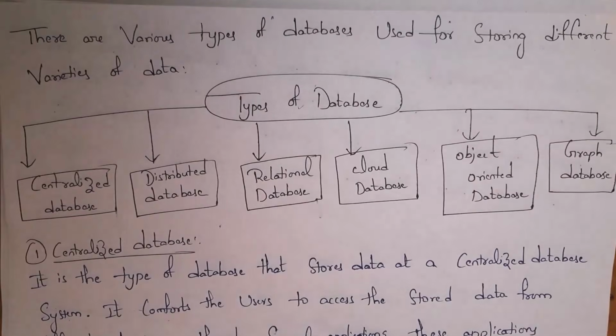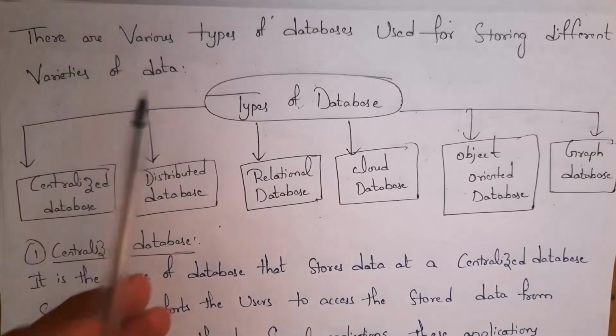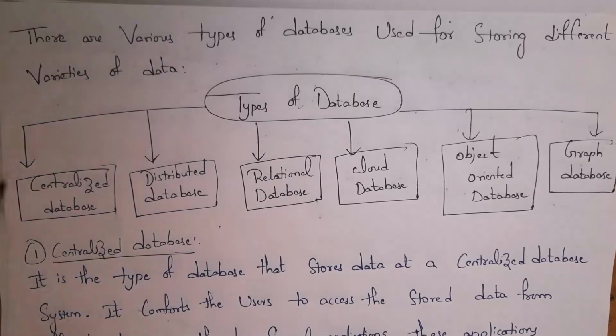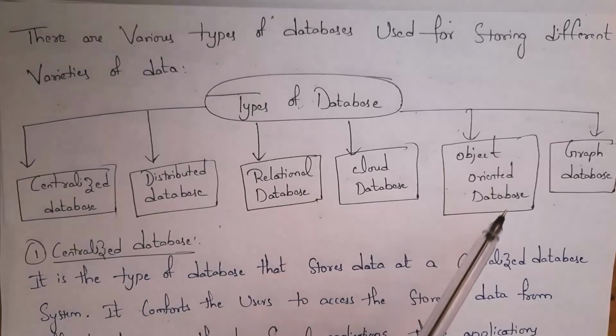Next, I will explain various types of databases. There are various types of databases used for storing different varieties of data. In order to store different varieties of data, there are various types of databases available, like centralized database, distributed database, relational database, cloud database, object-oriented database and graph database.